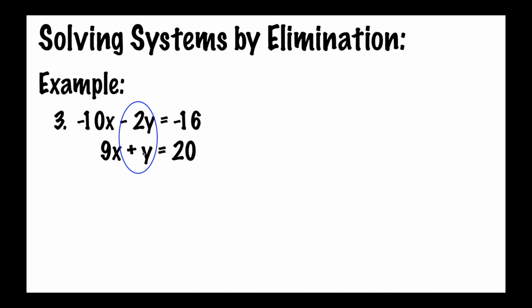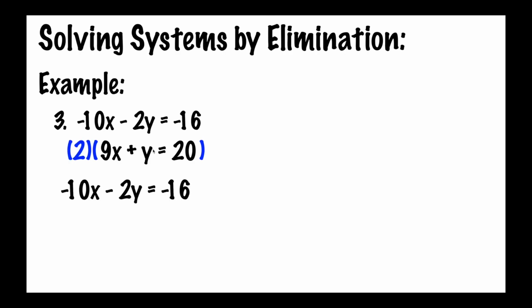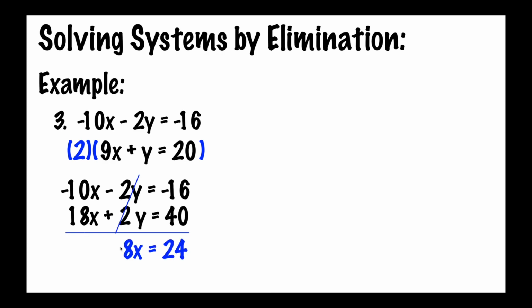We can't manipulate just this y without changing this entire equation. So since this is going to need to turn into a 2, we multiply that whole bottom equation by 2. So I'll rewrite the top equation, negative 10x minus 2y is equal to negative 16. And the bottom equation, as I distribute the 2 to every single value here, is going to be 18x plus 2y is equal to 40. From here, I can start to add each of these columns here. So negative 10x plus 18x is going to give us 8x. The negative 2y and 2y canceled, and then negative 16 plus 40 is 24.